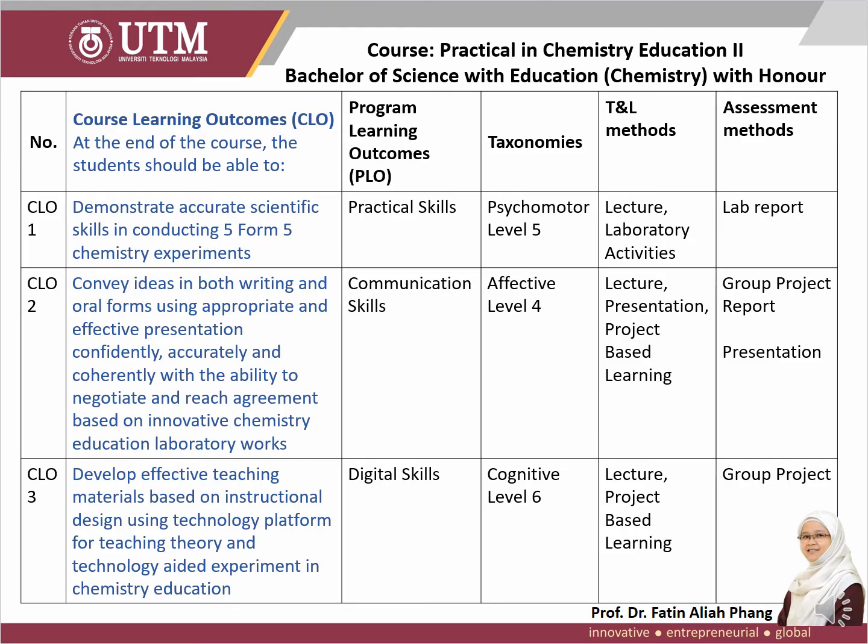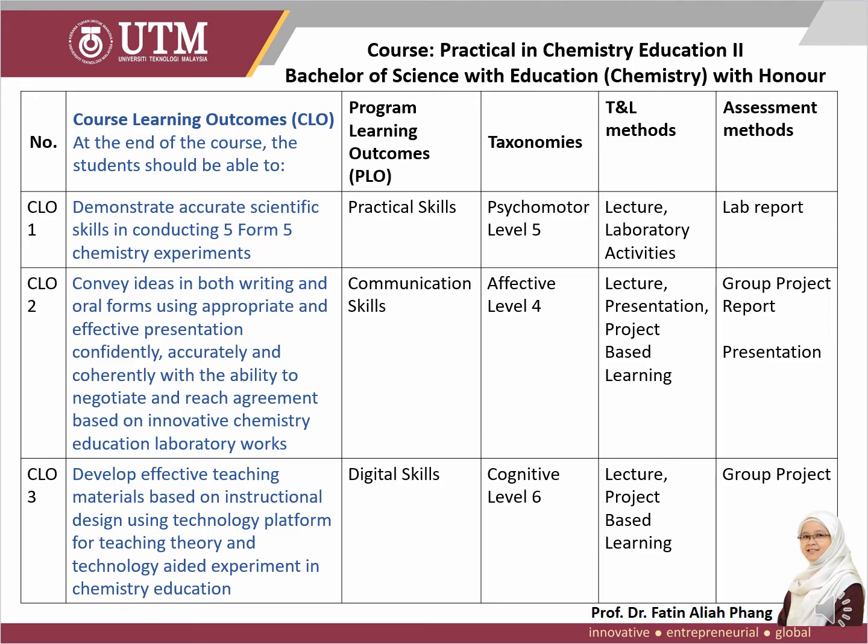And at the taxonomy level for this course learning outcome is level 5, psychomotor level 5. How they're going to assess it is going to be using lab report. So don't worry about the taxonomies and the assessment method. What we're going to focus this time is to look at how to write the learning outcomes. So look at the first one, demonstrate accurate scientific skills in conducting 5 Form 5 chemistry experiments.